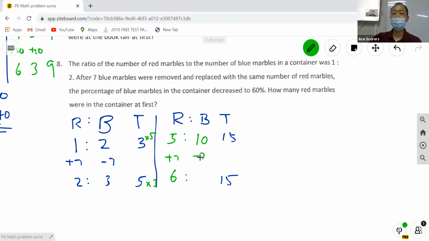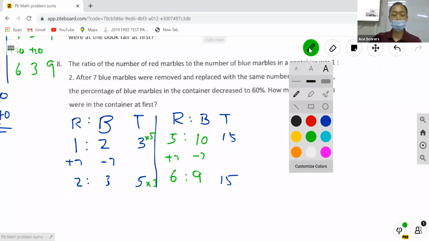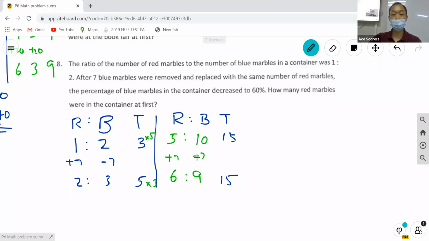Okay. So from here you can compare and you will see that how many units is equal to 7? 1. Yeah, 1 unit represents 7 marbles. So what are we supposed to find? How many red marbles were there in the container at first? So there were 5 units. So 7 times 5, 35. Easy enough.